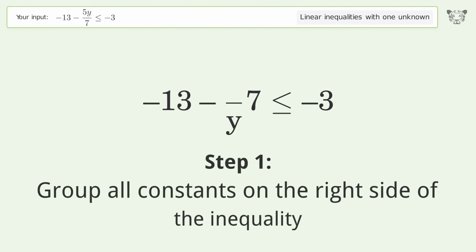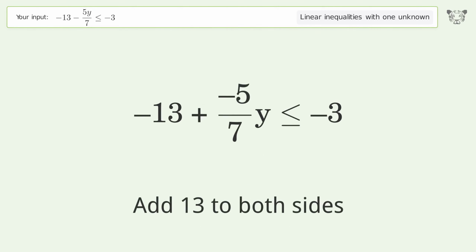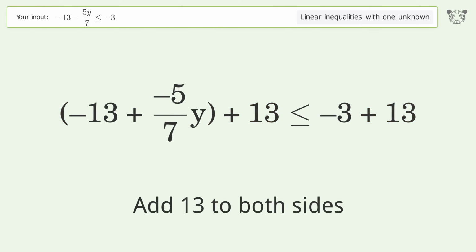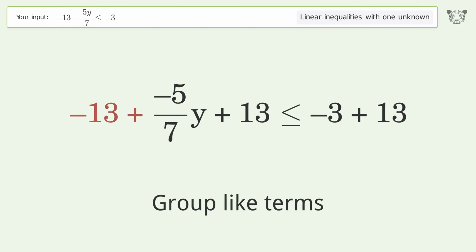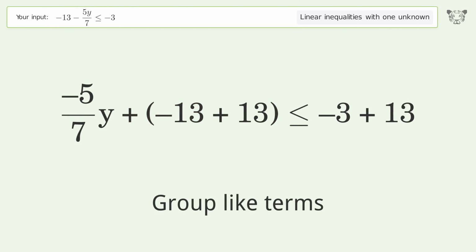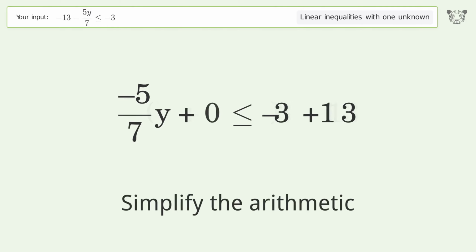Group all constants on the right side of the inequality. Add 13 to both sides. Group like terms. Simplify the arithmetic.